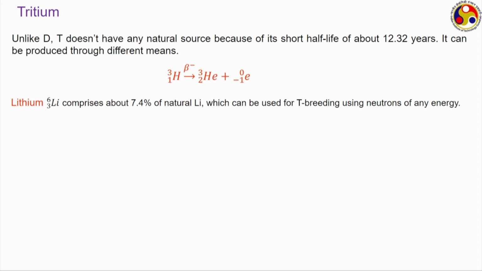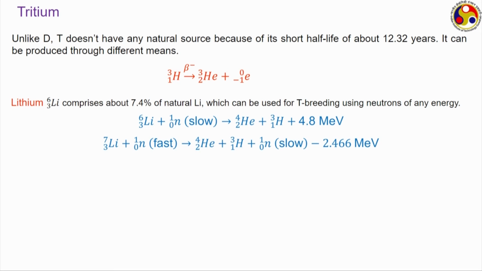Lithium generally has two common isotopes, while lithium 7 comprises the majority of that. Lithium 6 also comprises about 7% or 7.4% of natural lithium. This one can be used for tritium breeding using neutrons of any energy. This is the reaction that goes on by striking the lithium 6 with a neutron, a slow neutron generally, we can produce helium and tritium.